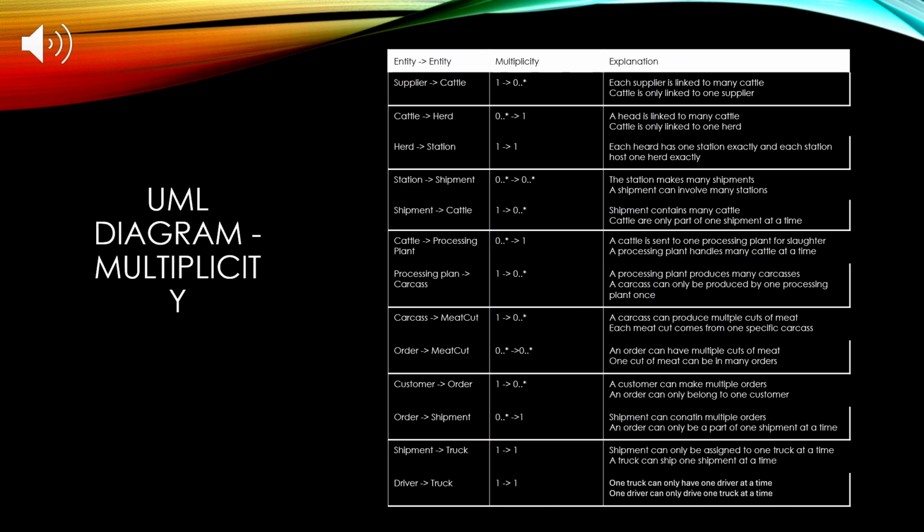Customer to order is one-to-many, as a customer can make multiple orders, and an order can only belong to one customer. An order to shipment is many-to-one, as a shipment can contain multiple orders, and an order can only be part of one shipment at a time. Shipment to truck is one-to-one, as the shipment can only be assigned to one truck at a time, and a truck can ship one shipment at a time. Driver to truck is also one-to-one, as one truck can only have one driver at a time, and one driver can only have one truck at a time.